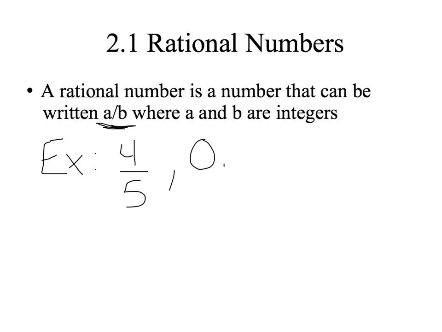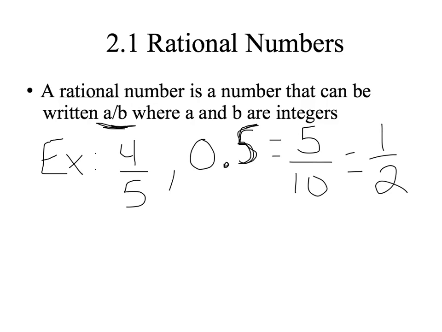You take a look at a decimal, 0.5. That's considered a rational number. I can turn that into a fraction. That is 5/10, so that would become 5 over 10. I've written it as a fraction. Of course, I can reduce that to 1/2, but either way, we're talking about a rational number.